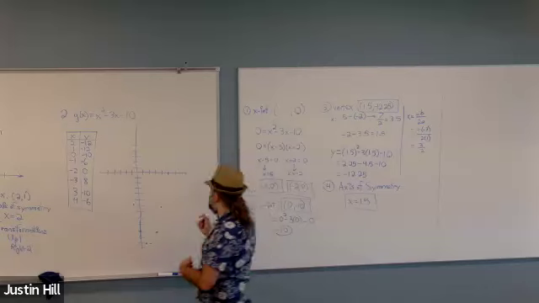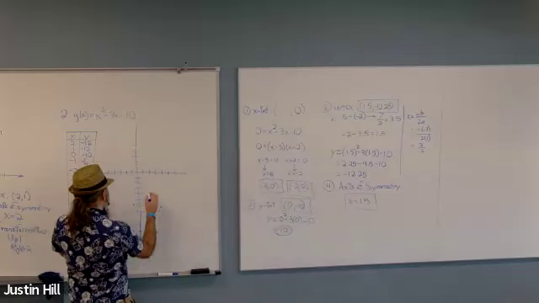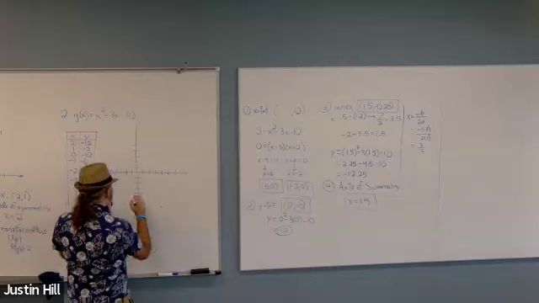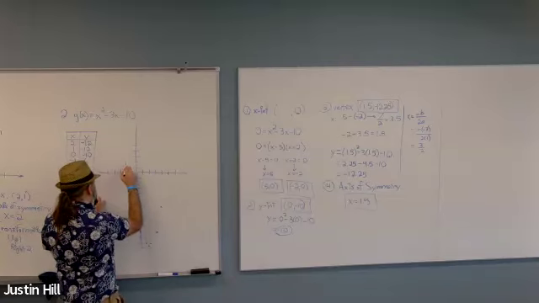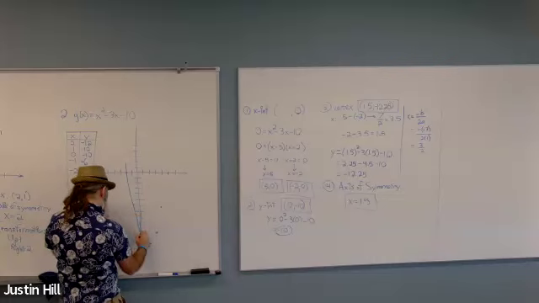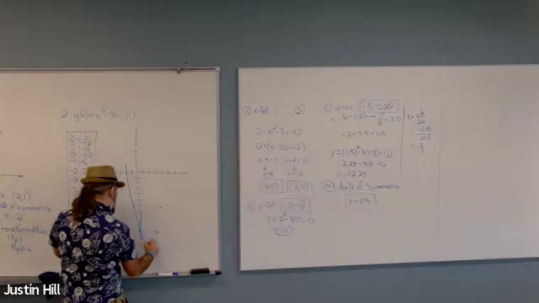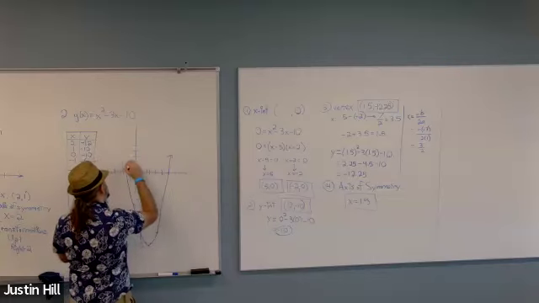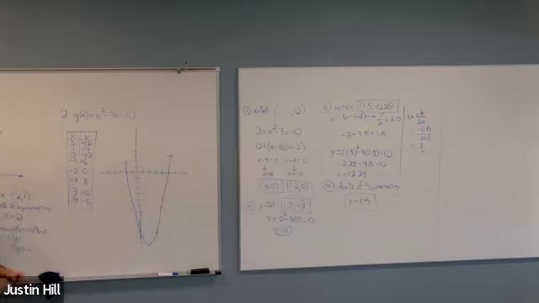We have the vertex now, so we can mark that: 1.5, negative 12.25. And notice now we can get the full graph very nicely through. And then they'll ask for the rest of the stuff, domain and range.